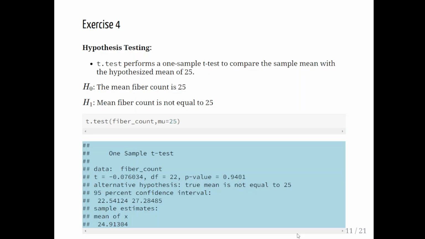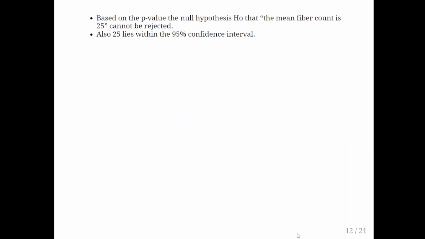So, we also can look at the 95% confidence interval there, which is 22.54 to 27.28. So our true population mean on the null hypothesis, 25, is in that range. So I'm happy enough to go along with not rejecting the null hypothesis. Based on the p-value, the null value hits 0, that the mean fiber count, 25, cannot be rejected. Also 25 lies in that confidence interval.